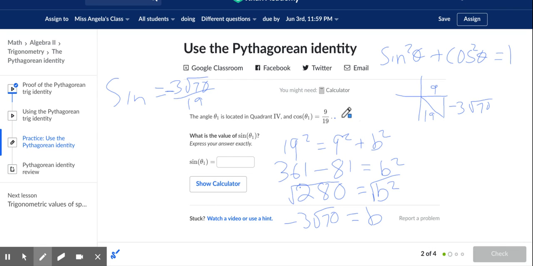If you do it this way, you've already got a picture that's showing you that y is negative and y corresponds with sine. So, yeah, then we get the same answer that we got in the first place. Okay, so hopefully that helps. Let me know if you have any questions, and I will see you later.